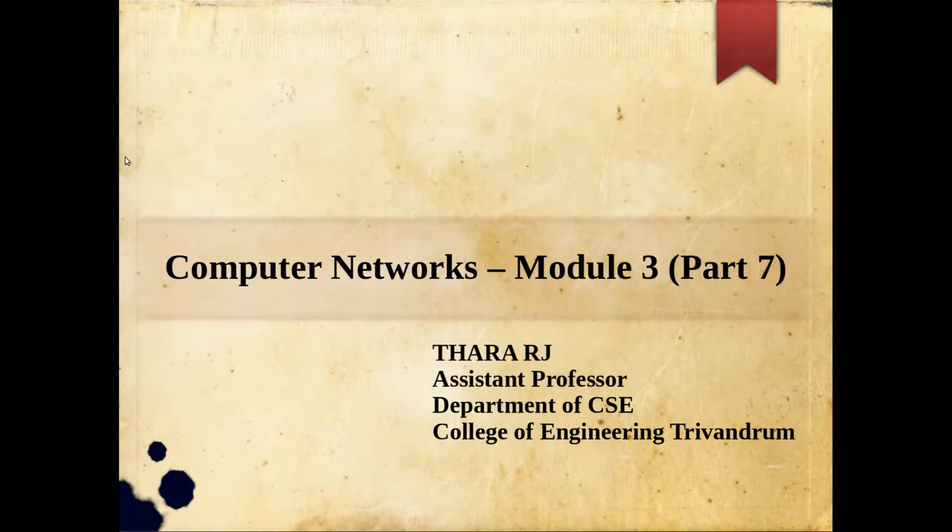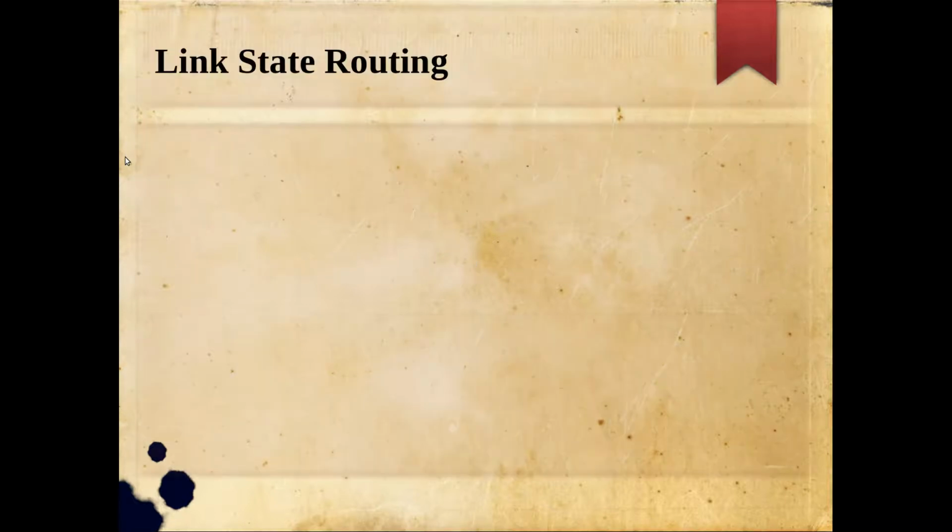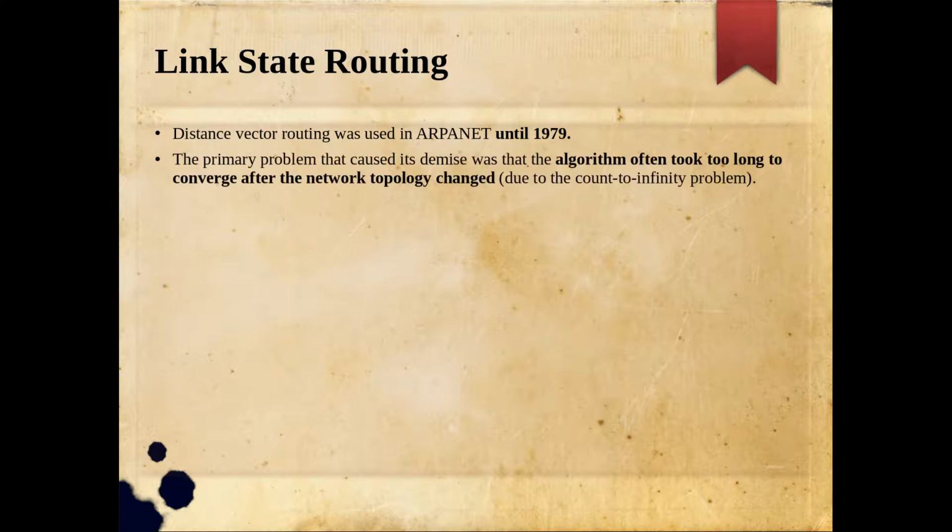During part 5 and 6 we were discussing the distance vector routing algorithm and its problem, that is the count to infinity problem. Now to overcome all this, people came up with an entirely different routing procedure called link state routing. Distance vector routing was used in ARPANET until 1979, and later on they moved to a different procedure. The primary problem that caused its demise was that the algorithm often took too long to converge after the network topology changed, due to the count to infinity problem.